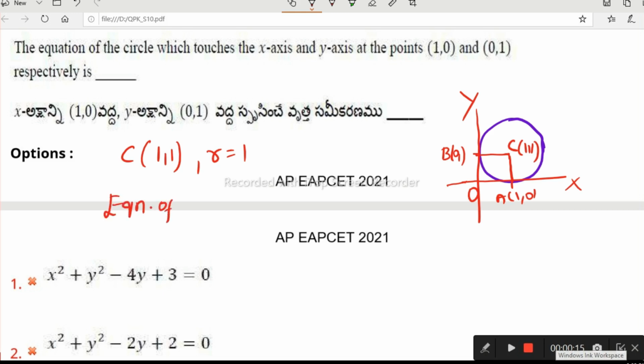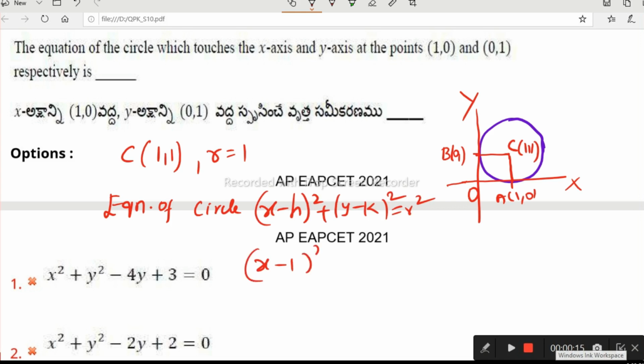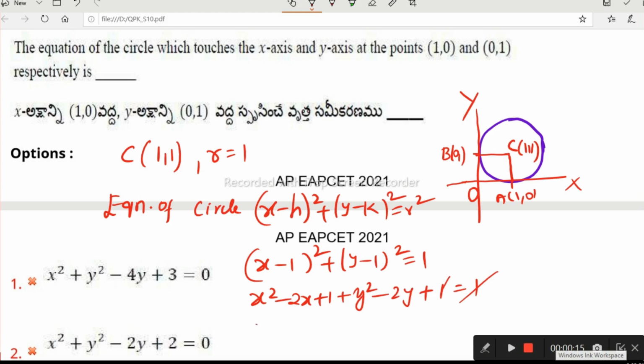So now the equation of the circle, just as we used for the previous question. The equation of the circle according to the formula is x minus h whole square plus y minus k whole square is equal to r square. So x minus h means x minus 1 whole square plus y minus 1 whole square is equal to r square, which is 1. That is x square minus 2x plus 1 plus y square minus 2y plus 1, using the a minus b whole square formula. Now 1 cancels with the 1 on the right side. What is left over? x square plus y square minus 2x minus 2y plus 1 is equal to 0. This is the required equation of the circle.